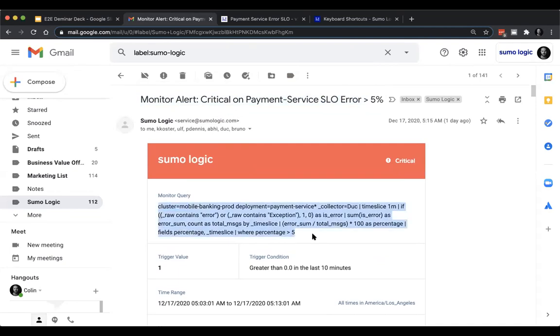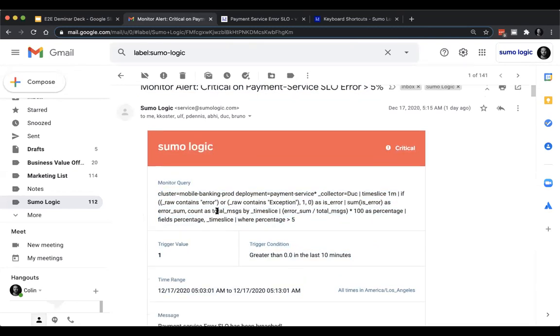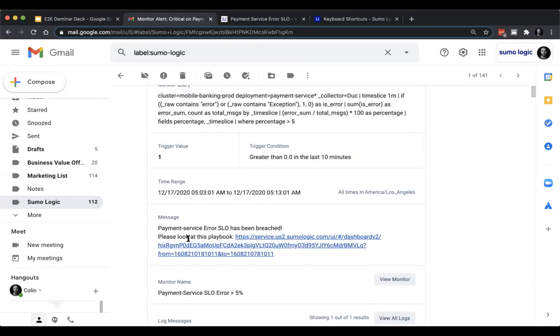Now, there's some monitor query here. It shows this is the query that's triggering this monitor email. Maybe you can't read this query yourself, but it is relatively easy to understand what it's trying to say. We've got errors, and the number of errors is greater in the last 10 minutes than 5% than it has been in the past. And so we're passing that SLO, or we've gone beyond our service level objective.